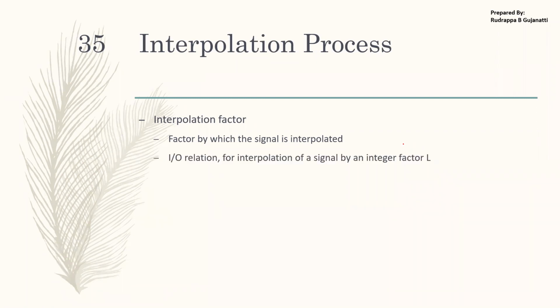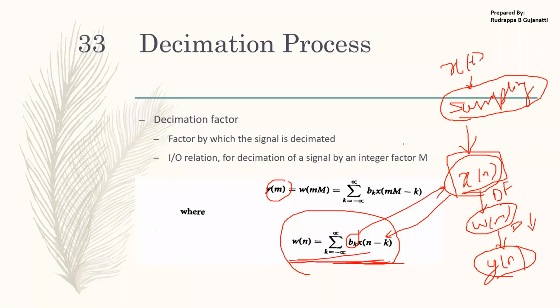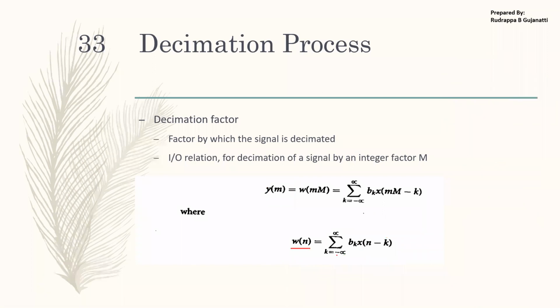Now again, the input-output relation for interpolation with respect to an integer factor L, in this case, since we are increasing. If you see the previous case, we had got a filtered sequence, and in this case, if you observe, it is multiplication which is happening.